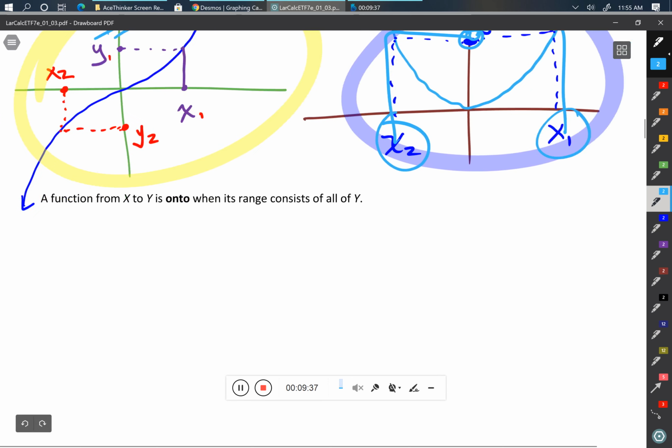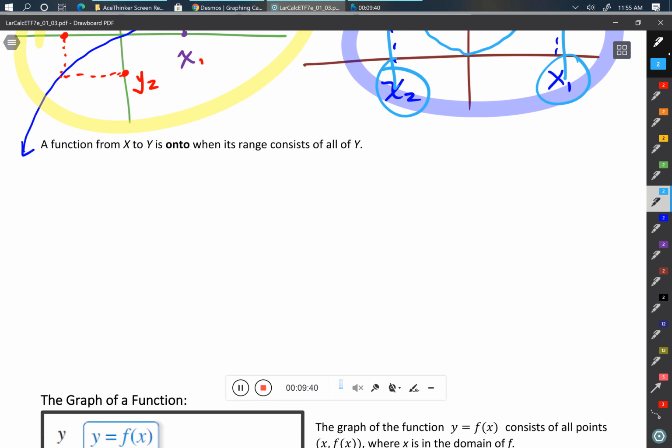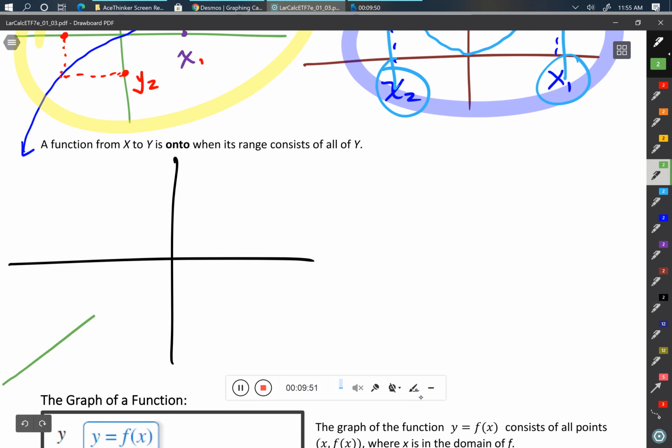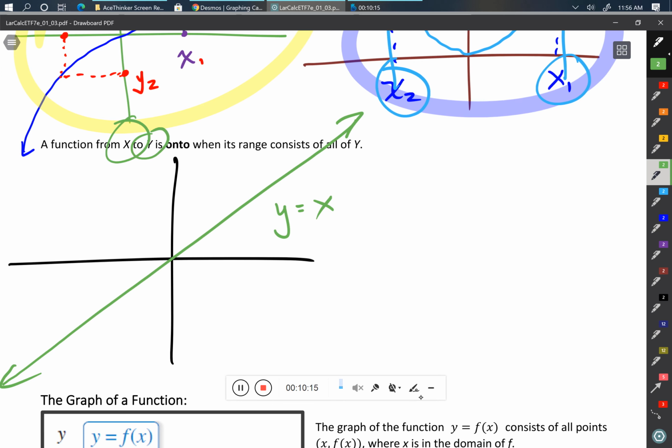Okay? Some more special types of functions. A function from x to y is called an onto function when it uses all of y. Here's a super, super simple example of what that means. Here's the function y equals x. It is an onto function because every value in big Y is used. Remember, big Y is the set of all real numbers. So every value in X gets used, and every value in Y gets used.